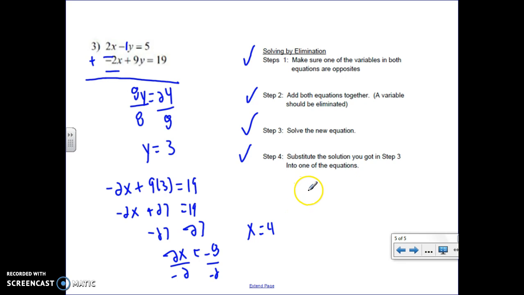So I'm just checking the first one. I'm going to do 2 times 4 minus 1 times 3 should equal 5. 8 minus 3 equals 5. So that checks out. I'm going to encourage you guys to try 4 and 5 for me, okay?